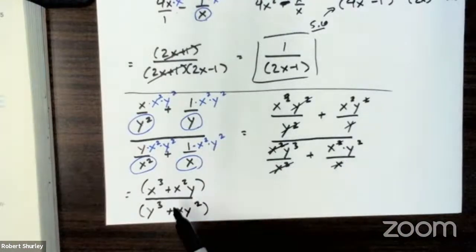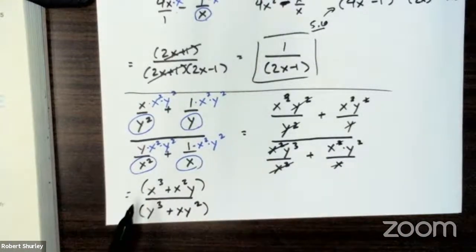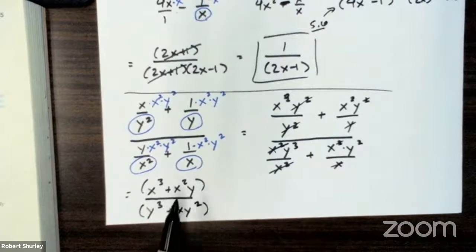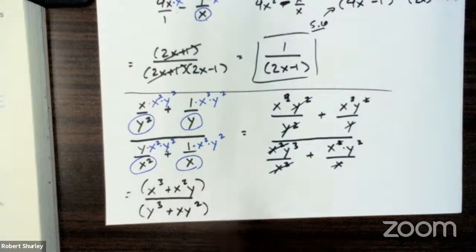We've simplified the complex part. Look, this is not a complex fraction anymore. It's not a fraction within a fraction. So we've simplified the complex part. So now let's factor completely and see if anything simplifies.